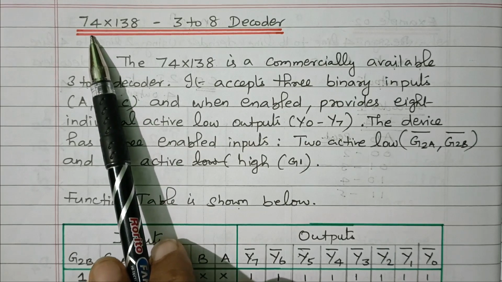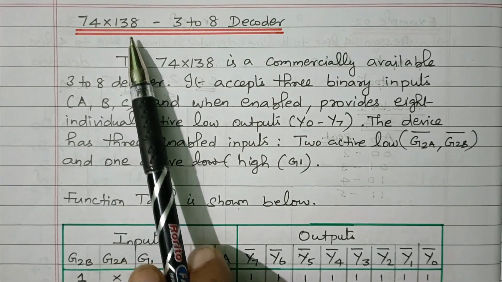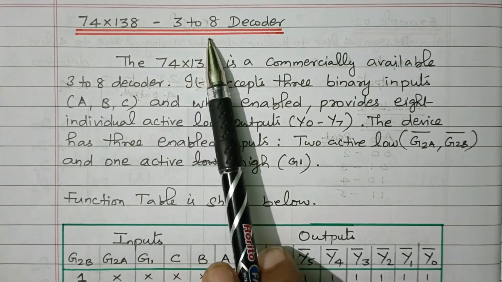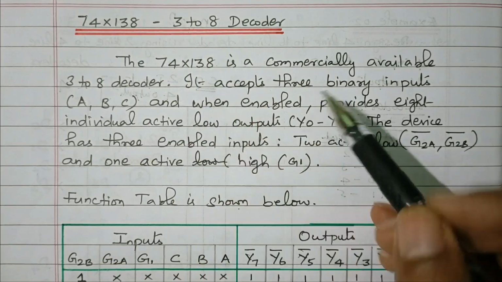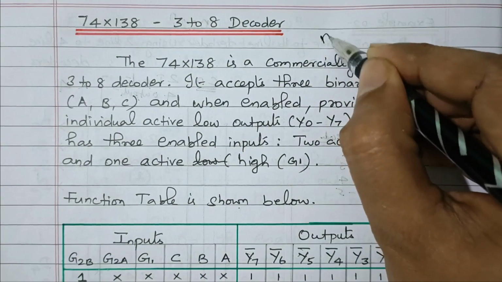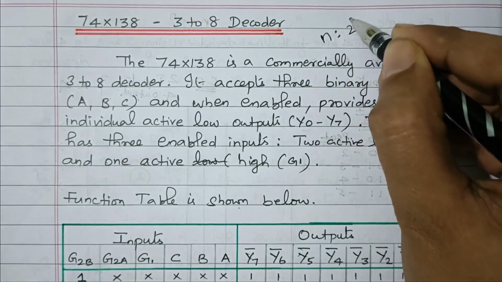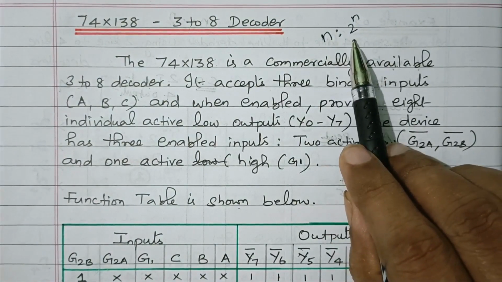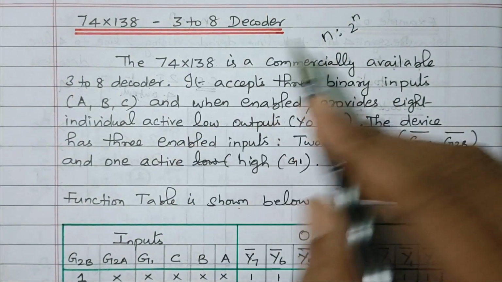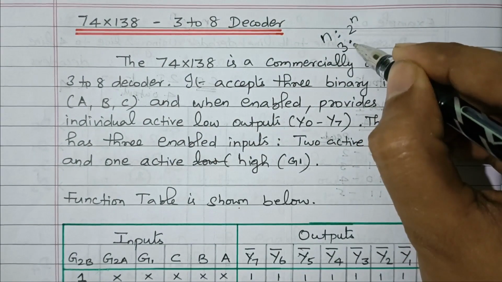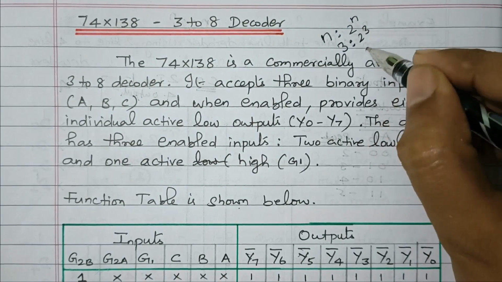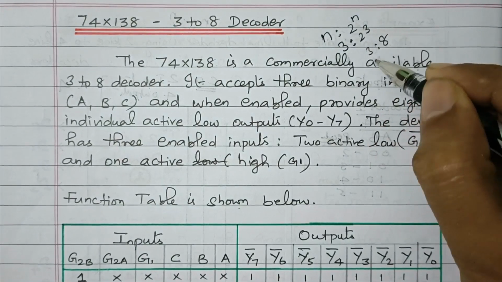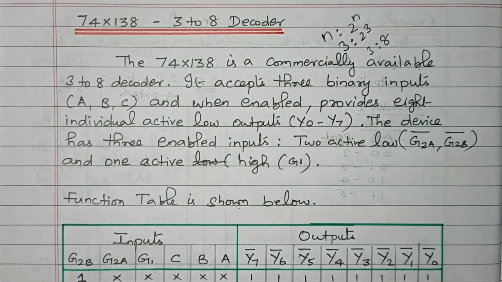The IC number is 74X138. It is a 3 to 8 decoder. We know that a decoder is a device having n inputs and 2 to the power n outputs. Here n is 3. So 3 inputs, 2 to the power 3, that is 8 outputs. 3 inputs with 8 outputs.